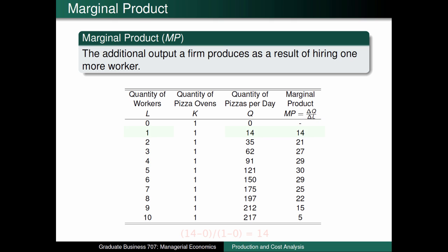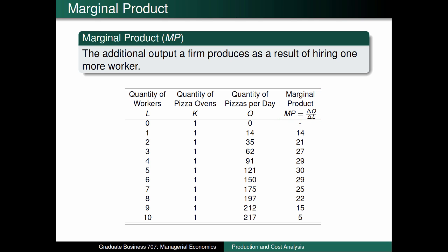More interestingly, the chart implies that the first worker is able to produce 14 pizzas. Therefore, the marginal product of the first worker is 14 pizzas, since the first worker is able to increase production by 14 pizzas. Notice how the second worker is able to increase production to 35 pizzas. Therefore, the marginal product of the second worker is 35 minus 14, which is equal to 21 pizzas. Thus, we can calculate marginal product as a change in the quantity of output, or pizzas, divided by the change in the quantity of workers.